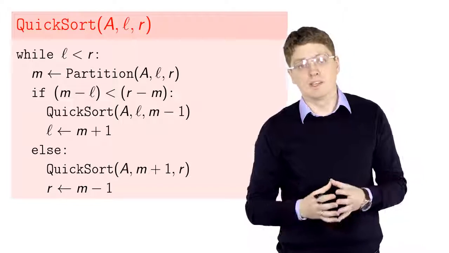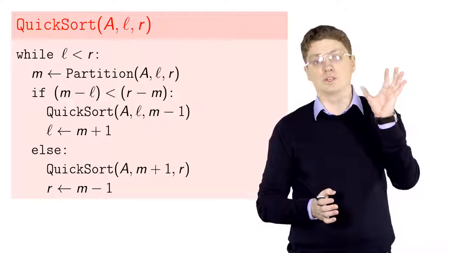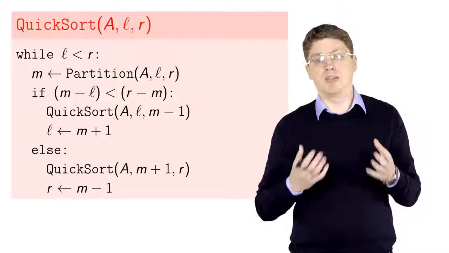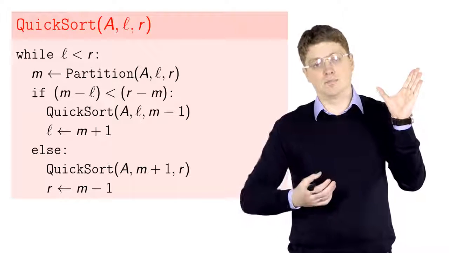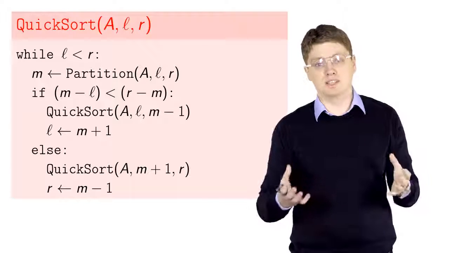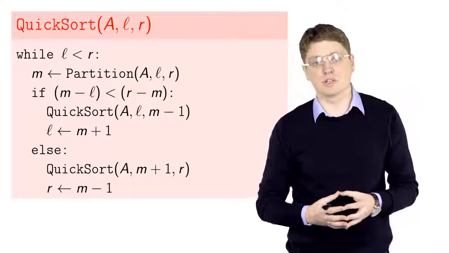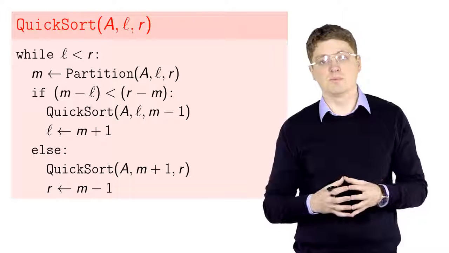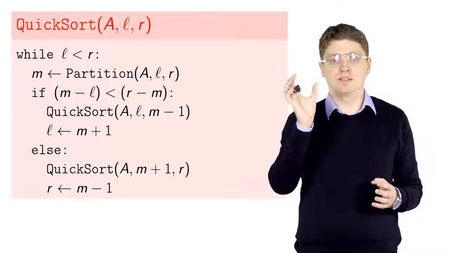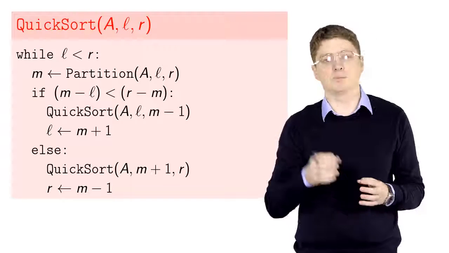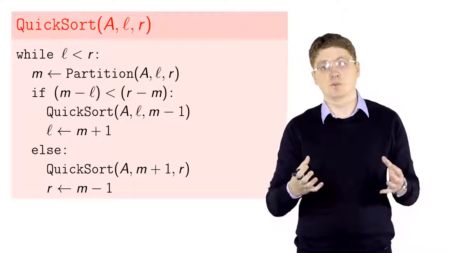And this is why. If we always make a recursive call to an array which is shorter, then we make a recursive call to an array which is at least twice shorter than the initial array, right? And this in turn means that the depth of our recursion will be at most logarithmic, because the first recursive call is made for an array of size at most n over 2, then at most n over 4, and so on. So the depth is logarithmic, which is good.